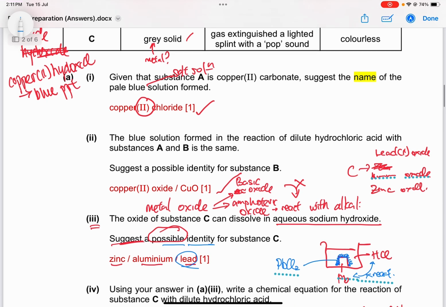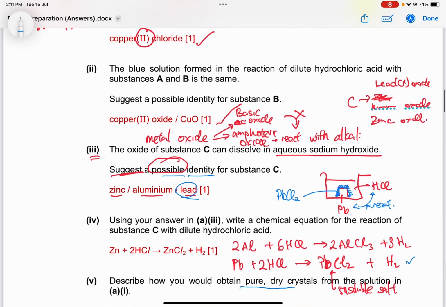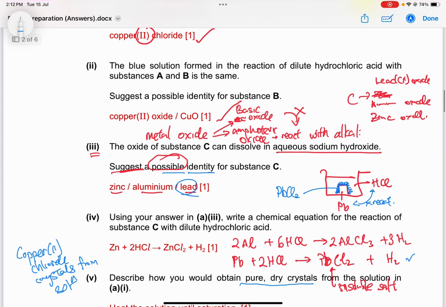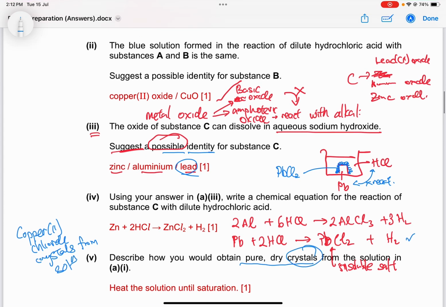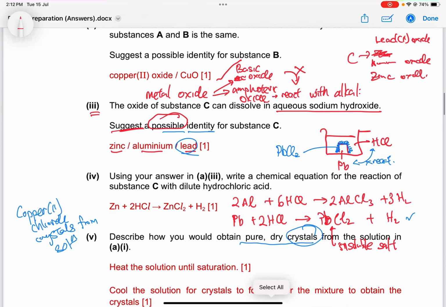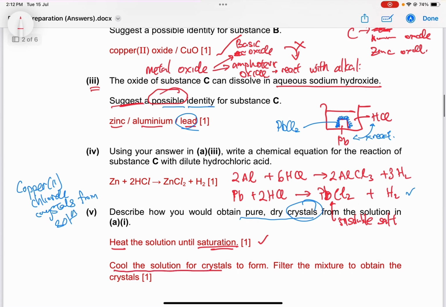Okay, so part A1, they ask you how you obtain dry pure crystals from the solution. So what they want is copper 2 chloride crystals from your solution. So in general, it's crystallization. Obviously, crystals is a giveaway, right? So how to do crystallization? These are the general steps. Heat the solution till saturation. So the word saturation is important. So heat till saturation, that's the first mark. The second mark goes to cooling it down for crystals to form. So that's part 1. And subsequently filter the mixture to obtain the crystals.